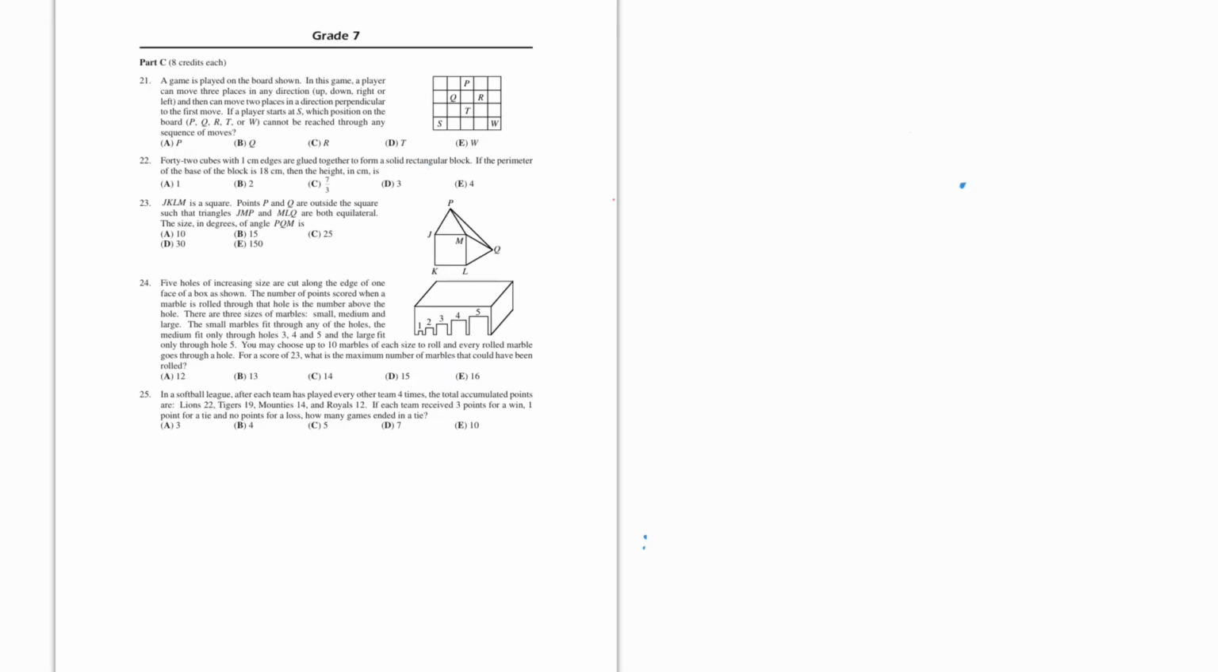Number 21. A game is played on the board shown. In this game, a player can move 3 places in any direction, up, down, right, or left, and then can move 2 places in the direction perpendicular to the first move. If a player starts at S, which position on the board cannot be reached through any sequence of moves? First, we draw the graph. Actually, I copy the graph.